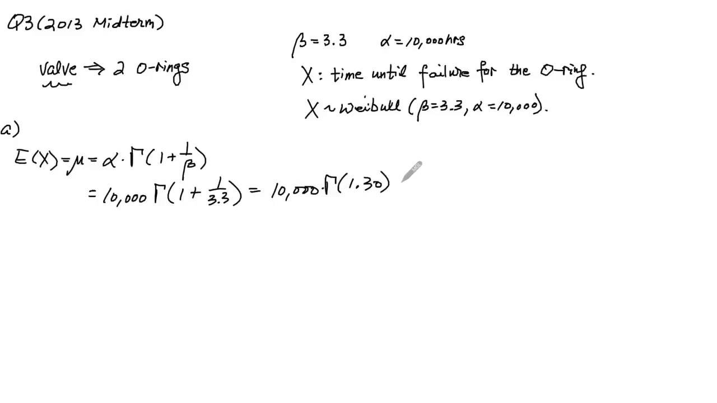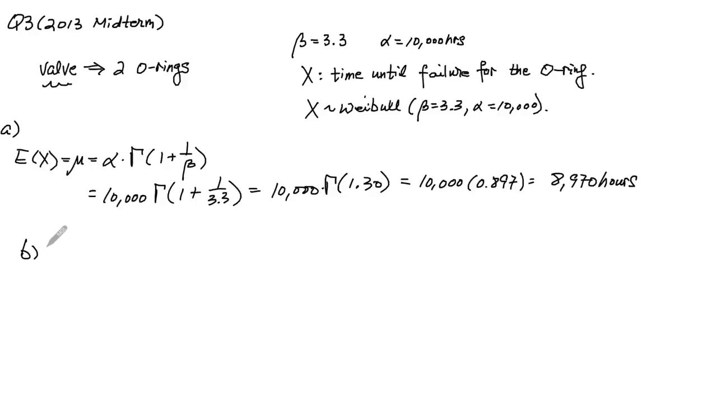So this is equal to 10,000 times 0.897, which gives us an average time until failure of 8,970 hours. Okay, so if I have a whole bunch of these O-rings, I can be sure that on average they will last about 9,000 hours.